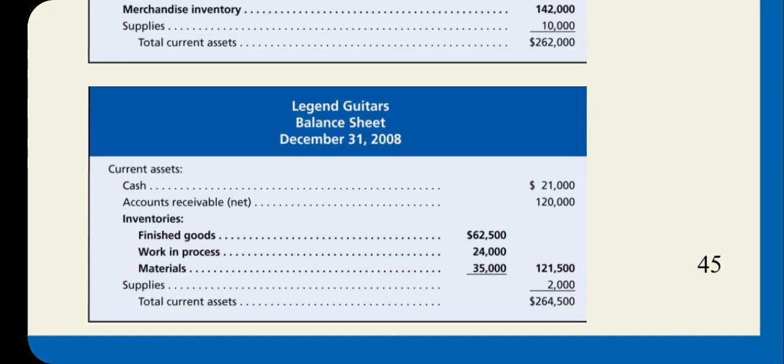Finished goods inventories are products that are completed. You have a factory that produces soft drinks, so soft drinks that have been completed in the production process, but you still do not sell this product yet. So these are called finished goods inventories.